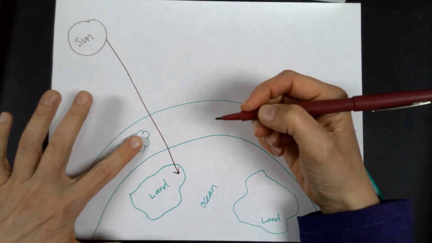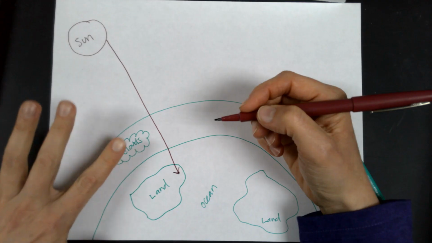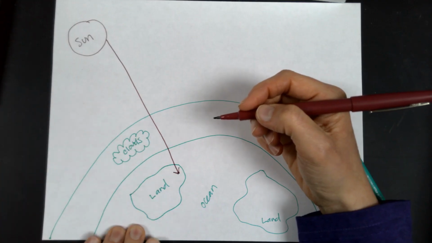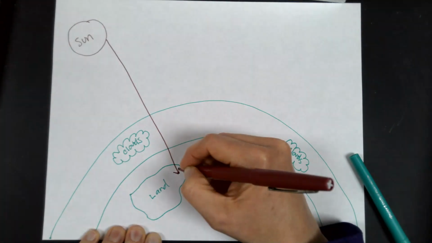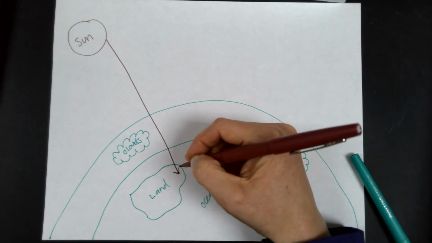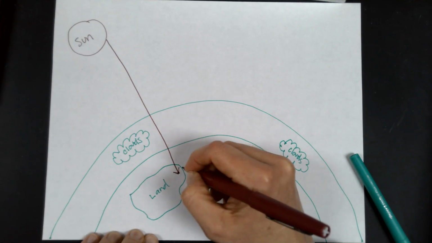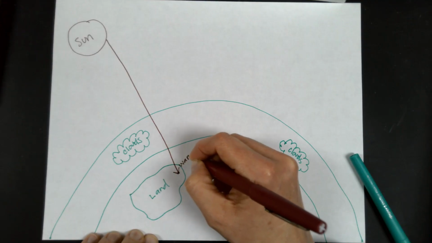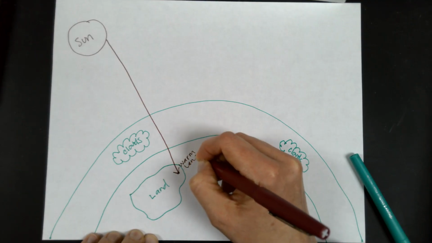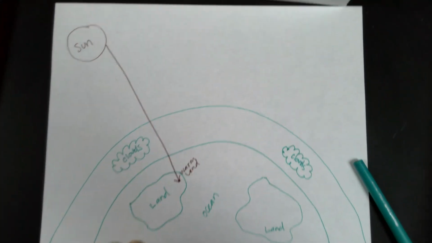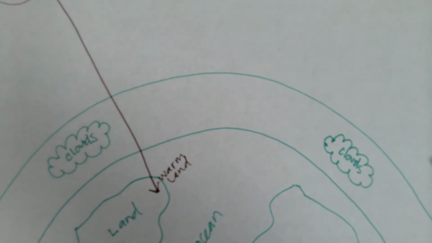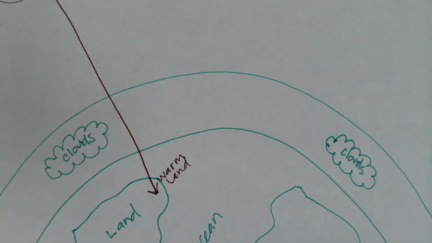Try not to touch the clouds. I should have drawn it over here a little bit. Try not to touch the cloud. So this is from the sun to the land, and this is going to warm the land. So we're warming the land. So we're drawing it from the sun to the land, and we're warming the land. Okay? Warming the land.